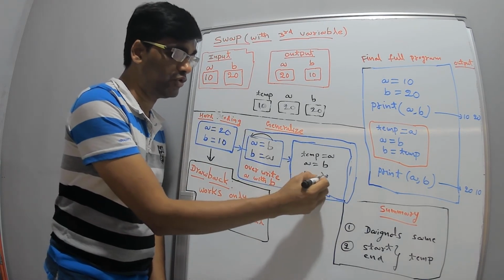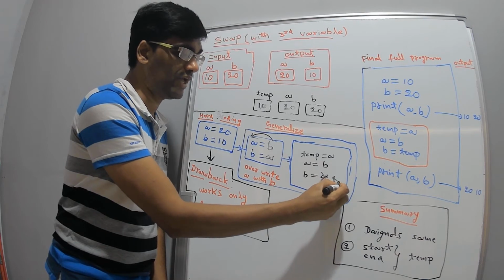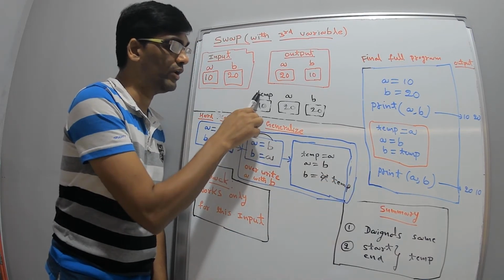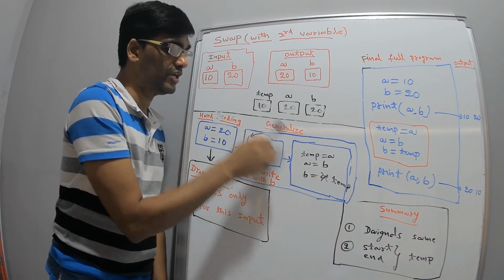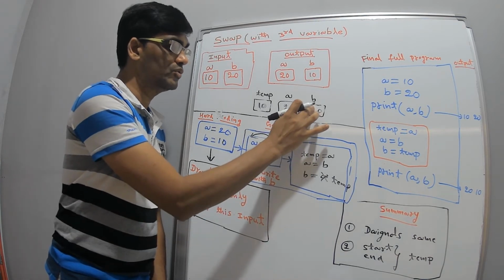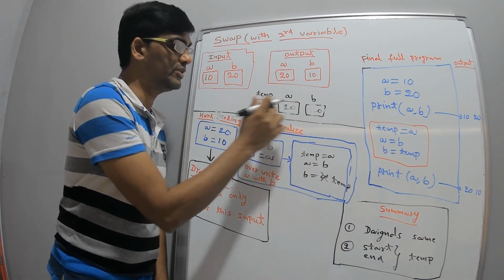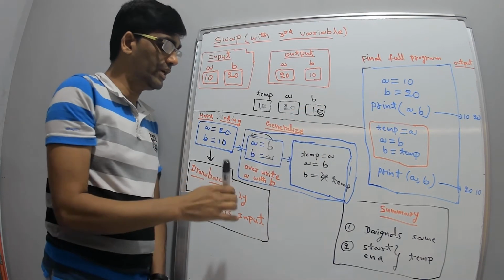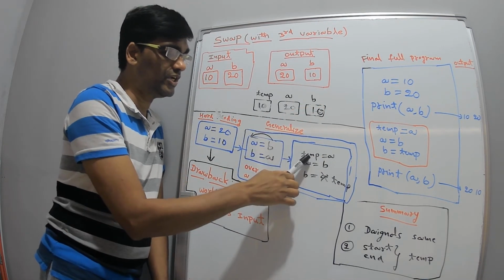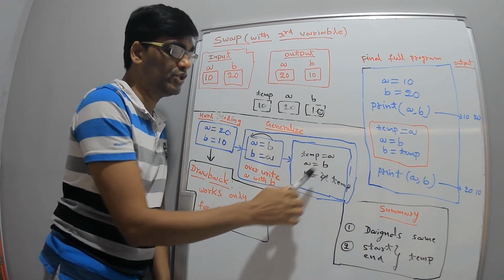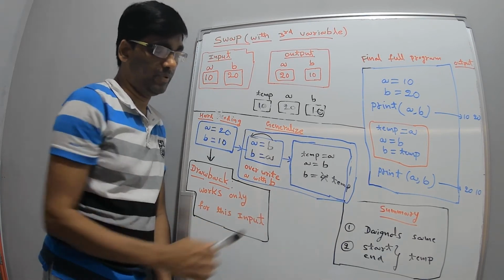So here a we should not write. Here we should write temp, because the 10 value is stored in temp, that is the reason. So this 10 should come and store in b. So b is equal to temp means 10 will come and store in b. So that is the reason. From here to here, what is the change? One is temp is equal to a, a is equal to b, b is equal to temp.